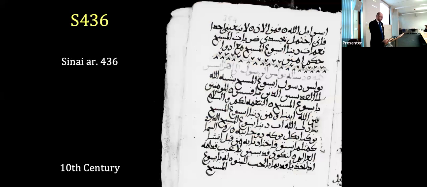S436 is dated to the 10th century. It contains homilies from Chrysostom, Cyril of Jerusalem, and others. It contains the Catholic Acts and Catholic epistles. It only has the epistles of Paul to 1 Thessalonians 2:4.